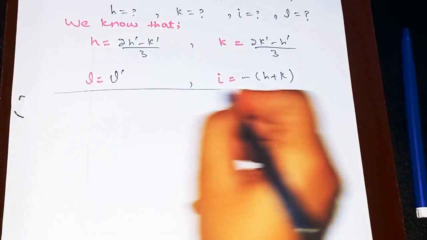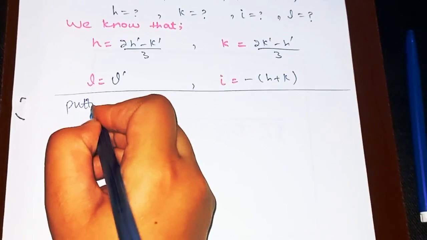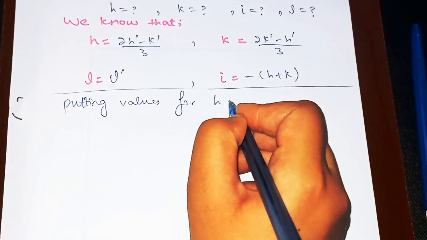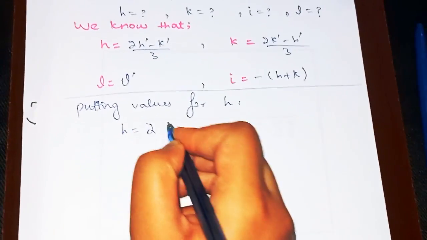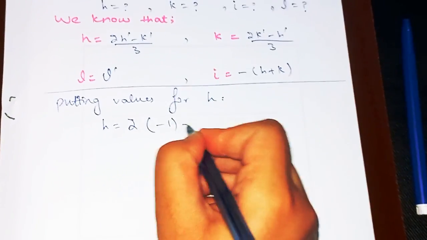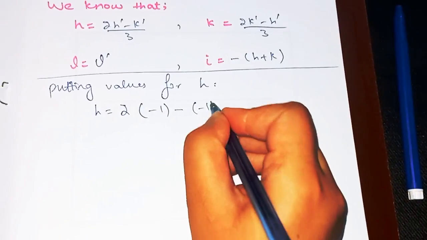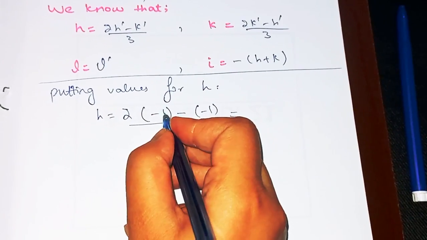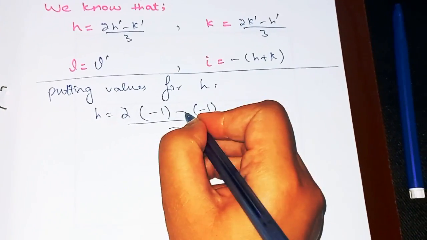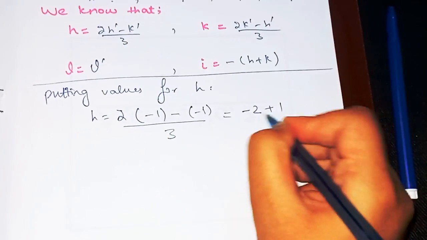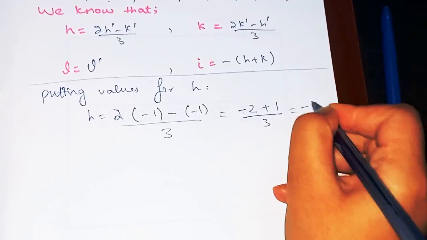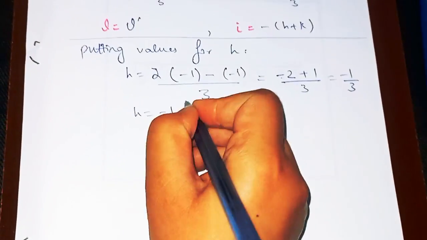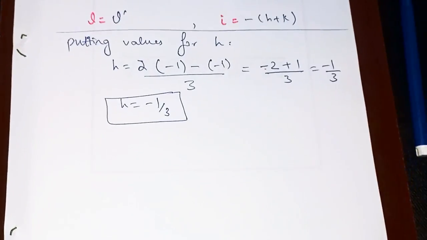Simple as that. So putting values for h: 2 into h prime is -1, minus k prime, which is -1. We'll use brackets whenever there is a negative number. 2 into -1 is -2, minus minus is plus 1, divided by 3. -2 plus 1 is -1, so -1 by 3. So h equals -1 by 3 so far. Not the final one, but so far.